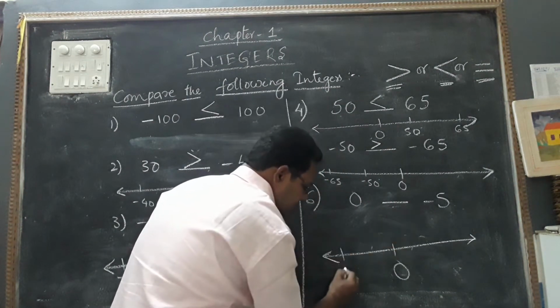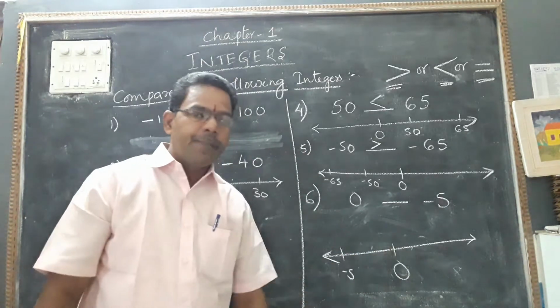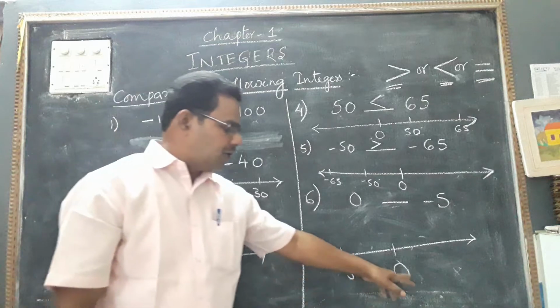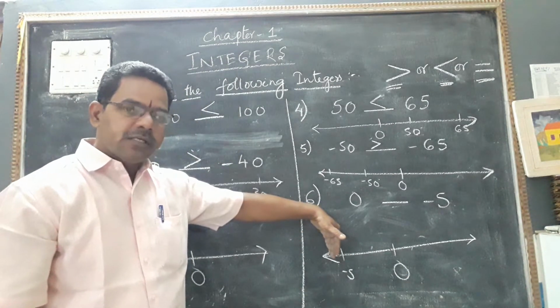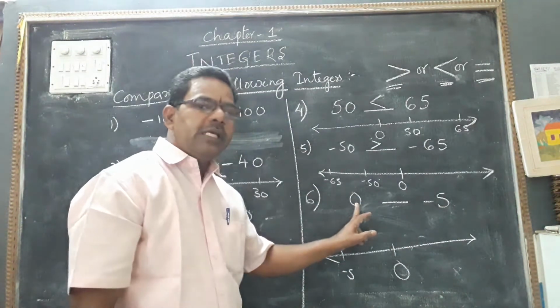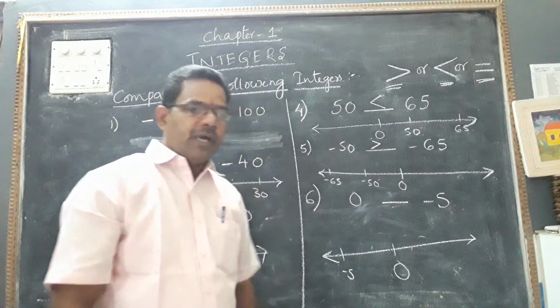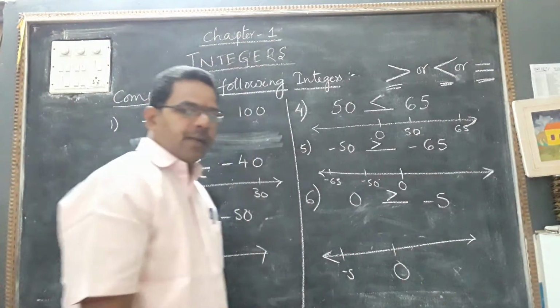Minus 5 is on the left side of 0. From these you can compare. Which one is bigger? 0 is bigger. The leftmost number, minus 5, is smaller. So this is the smaller, this is the bigger. So 0 is bigger than minus 5. For this, 0 is greater than minus 5.